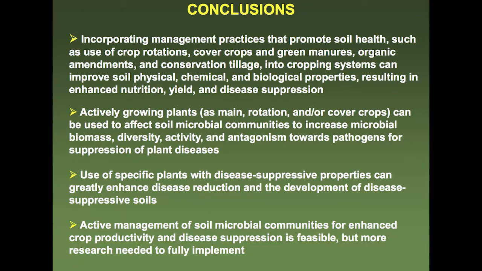So in conclusion, then, you can look at some of the things here that I've talked about. Incorporating these management practices that promote soil health does result in enhanced nutrition, yield and disease suppression. The use of actively growing plants as the main rotation and other cover crops can be used effectively to affect these soil microbial communities, to increase this antagonism towards the pathogen. And use of specific plants with disease-suppressive properties can greatly enhance disease reduction and development of disease-suppressive soils. So active management of soil microbial communities for enhanced crop productivity and disease suppression is feasible.